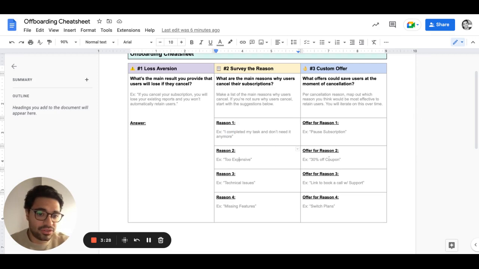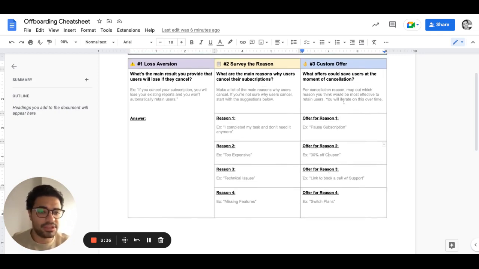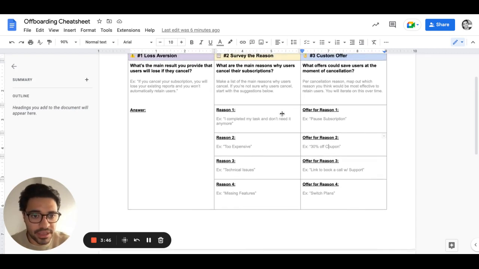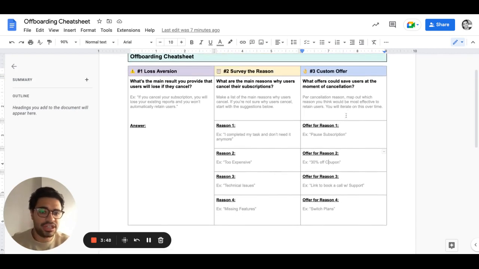If it's too expensive, you can try to keep them with a coupon. If there are some technical issues, you can try to solve the issues for them. Again, this is something that you would need to know from your end: what are the offers that you can make, and also the offers that the business authorizes per cancellation reason. My suggestion here is that you really iterate over this. Don't be too restrained by offering too much.